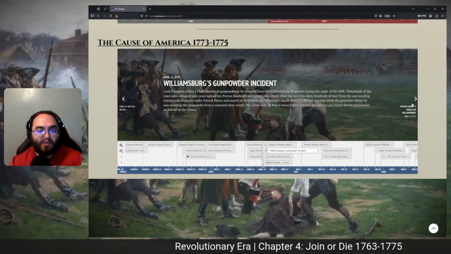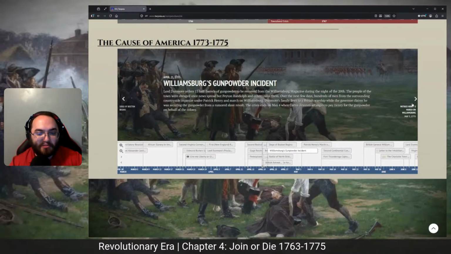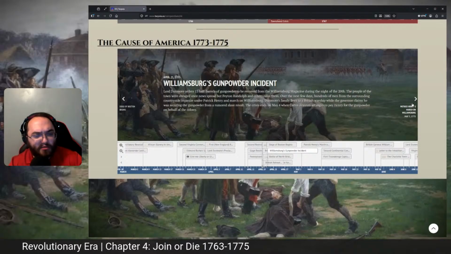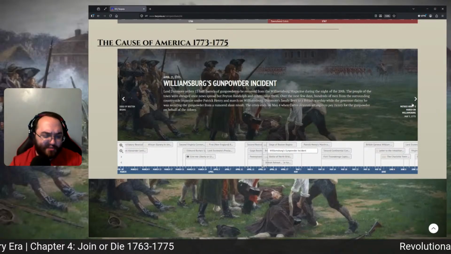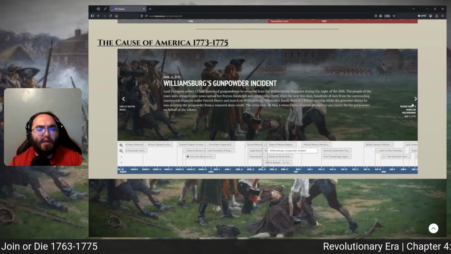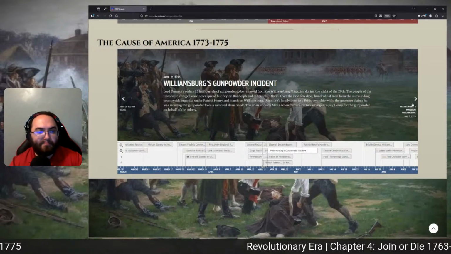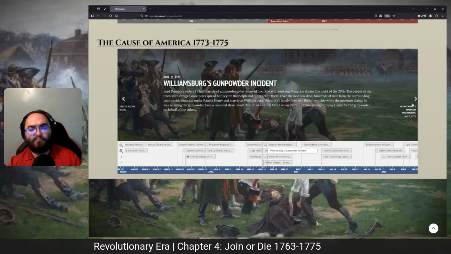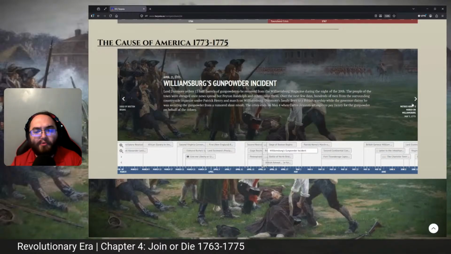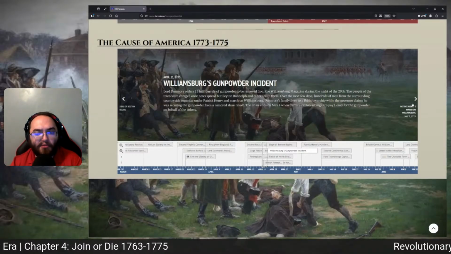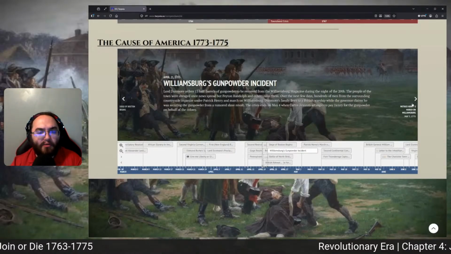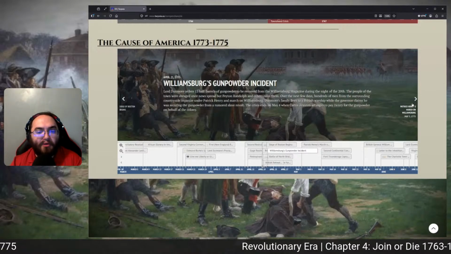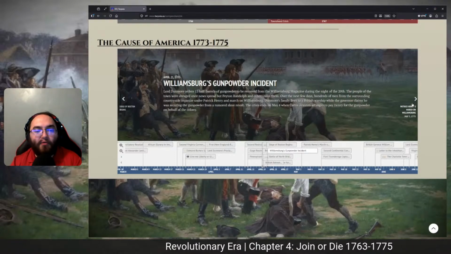And then you have the Williamsburg gunpowder incident. So pretty similar to what the British were attempting to do at Lexington and Concord, except without fighting. Lord Dunmore orders 15 half barrels of gunpowder to be removed from the Williamsburg magazine during the night of the 20th. The people of the town were enraged once news spread, but Peyton Randolph and others calmed them.